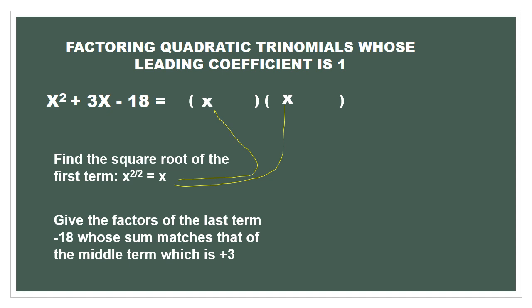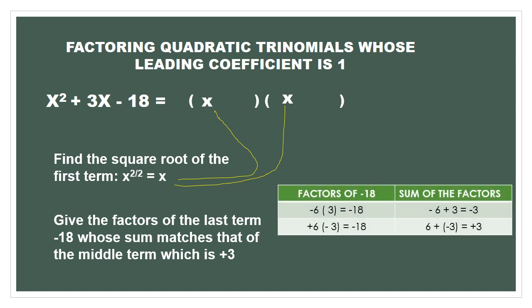So, ibig sabihin, the signs of the factors must be positive and negative. The sign of our middle term is positive. So, ibig sabihin, kung ano yung sign ng middle term, yung malaking factor ng ating last term will be positive. Sundan ninyo itong table na to.